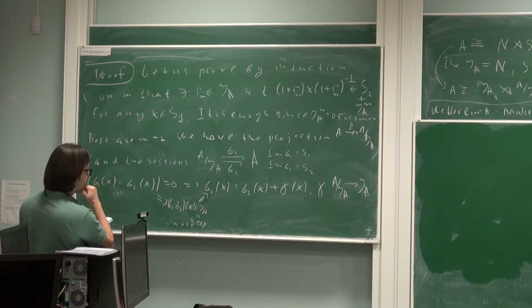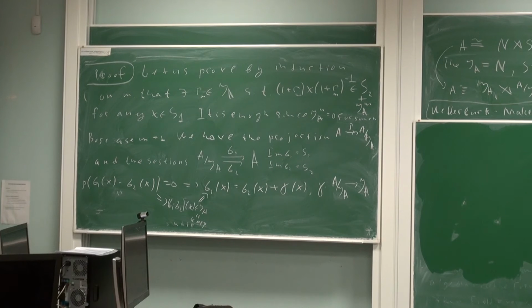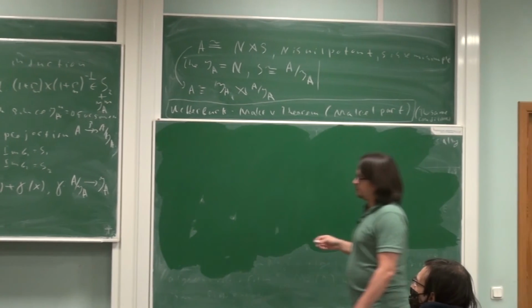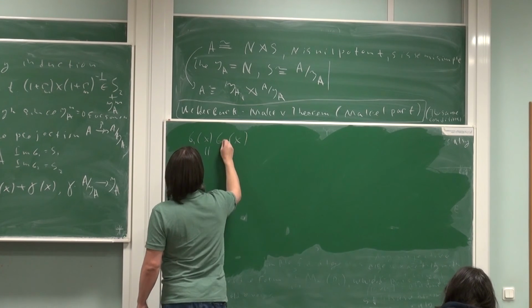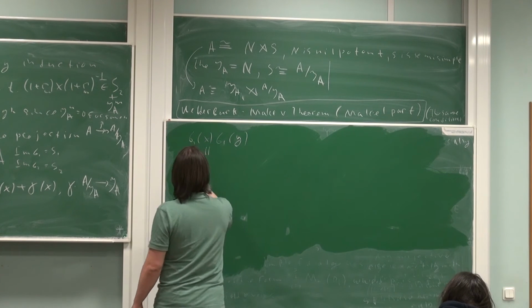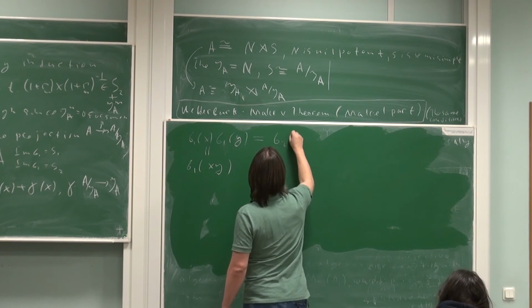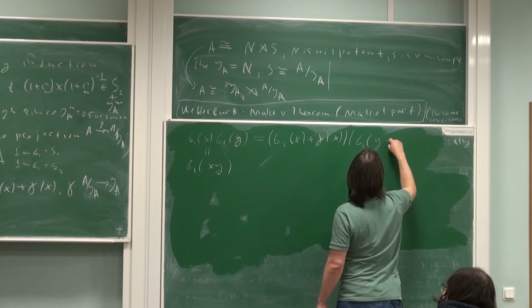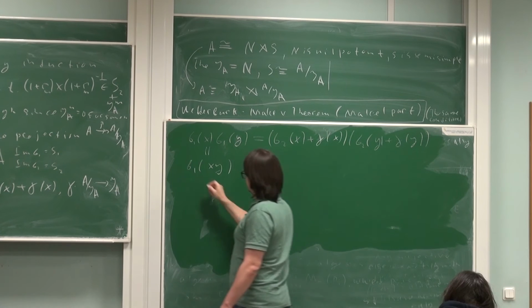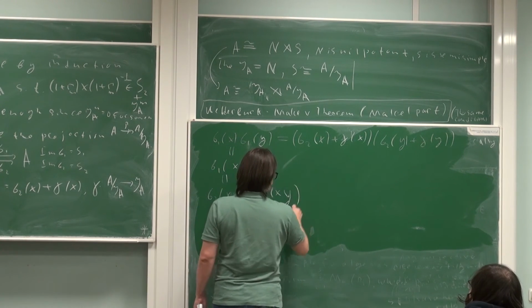First of all we have to understand something. We know that sigma 1 and sigma 2 are homomorphisms, so sigma 1 of x times sigma 1 of y is equal to sigma 1 of xy. On one hand it's equal to sigma 2 of x plus gamma of x, times sigma 2 of y plus gamma of y, and on the other hand it's equal to sigma 2 of xy plus gamma of xy.